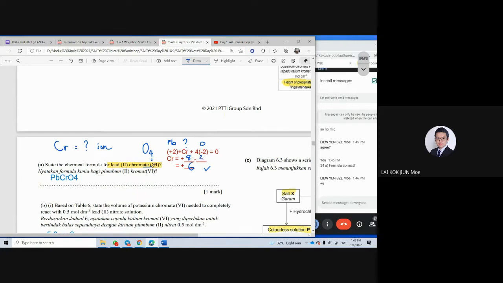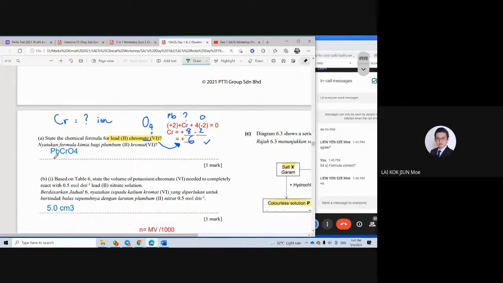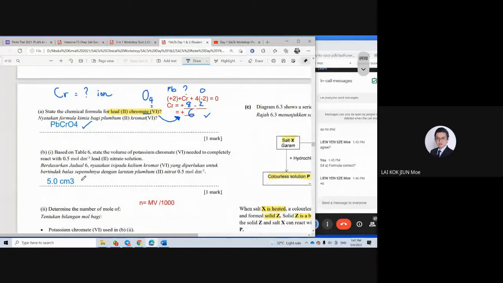So this 6 actually comes from Cr. The chromate, bracket VI, equals positive 6. Actually, this number comes from the chromate. So no problem. Well done. Full marks. The question number B also the same.